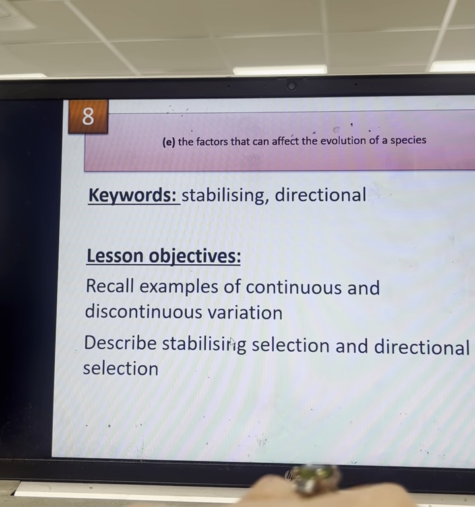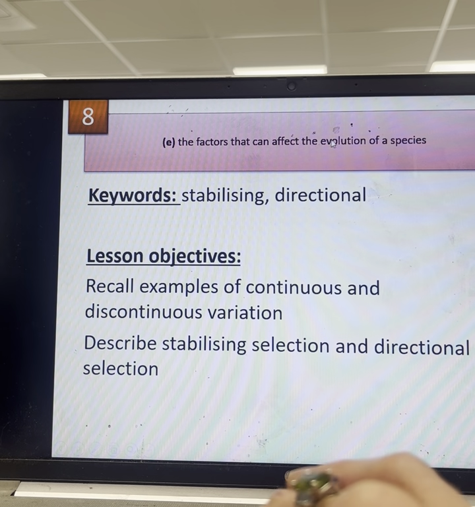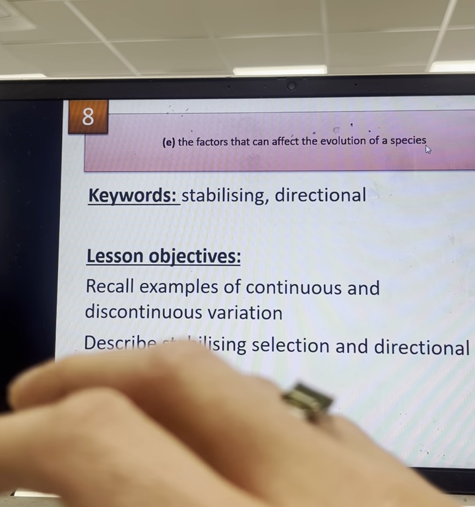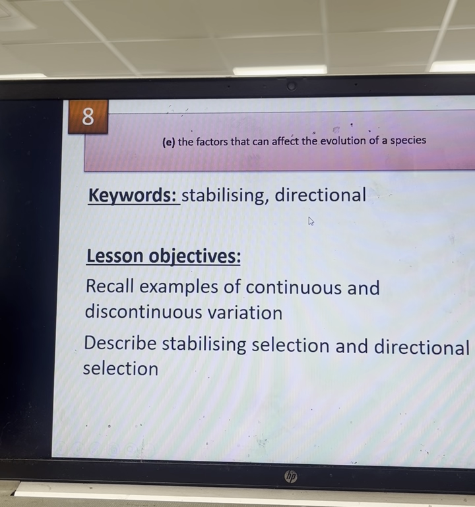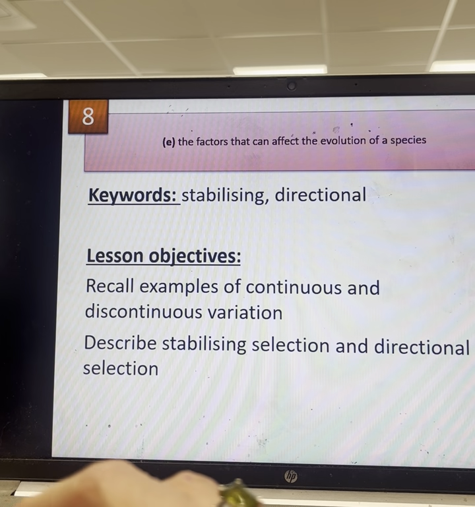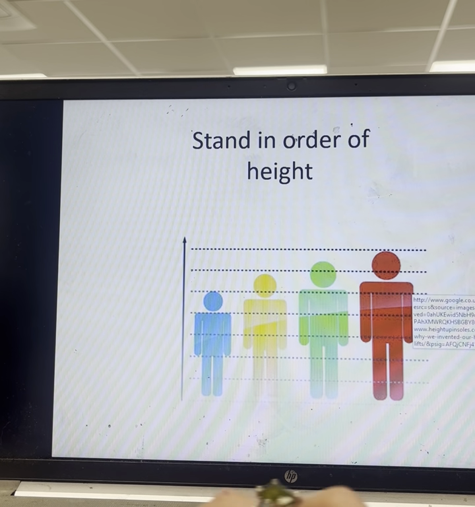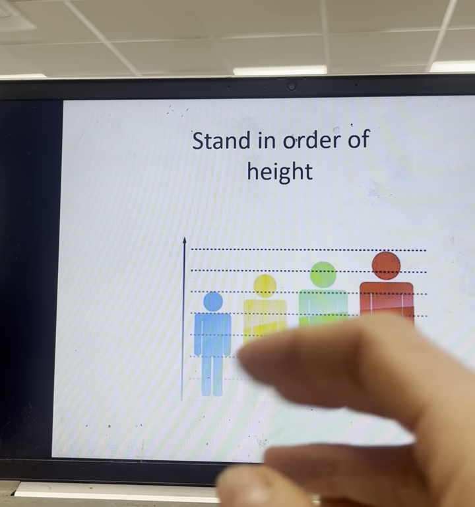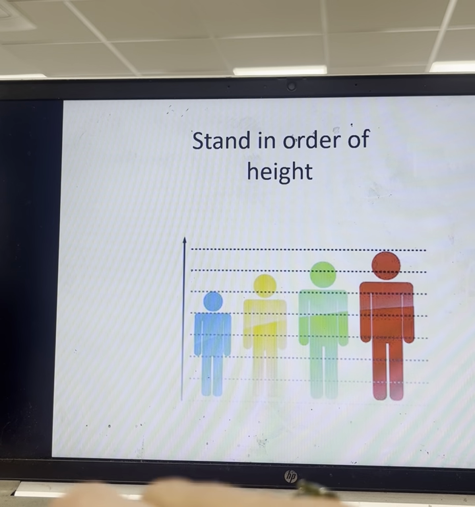So we are 35 minutes in. Great. The factors that can affect the evolution of a species. This should be pretty easy for you guys. You've done the ecology topic. We've talked already before about allopatric and sympatric, all of that malarkey.